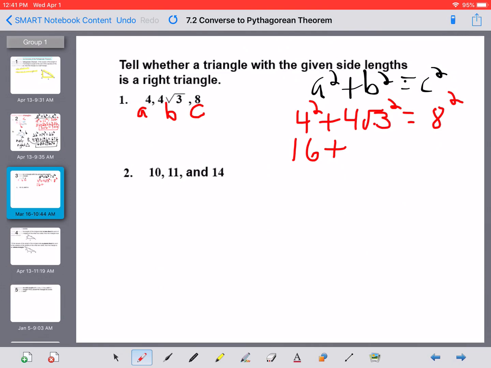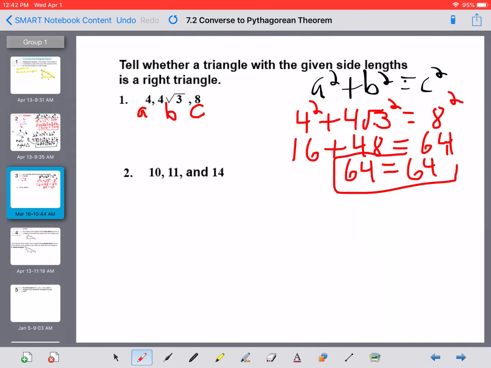Now 4 squared is 16. 4 times the square root of 3 squared equals 48. And 8 squared equals 64. 16 plus 48 does equal 64. So 64 equals 64, so this is a right triangle. Okay? So I would write right triangle. So we know that that is a right triangle. Let's go ahead and work on the next one.